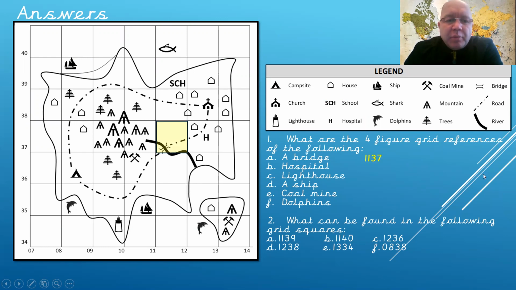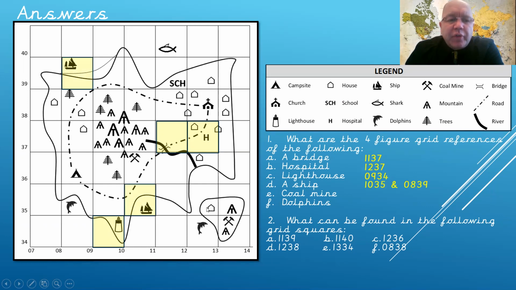The bridge is in that square there. We can see the symbol here. And so that's 1137. Just a reminder, we go along the corridor. So we go along the easting first. So we're in box 11, and then we go up to 37. So where those two meet, 1137 is where the bridge is. The hospital is just next door in 1237. We can see the letter H is the symbol for the hospital. The lighthouse is down here, and that's in square 934. So 0934 will be its 4-figure grid reference.